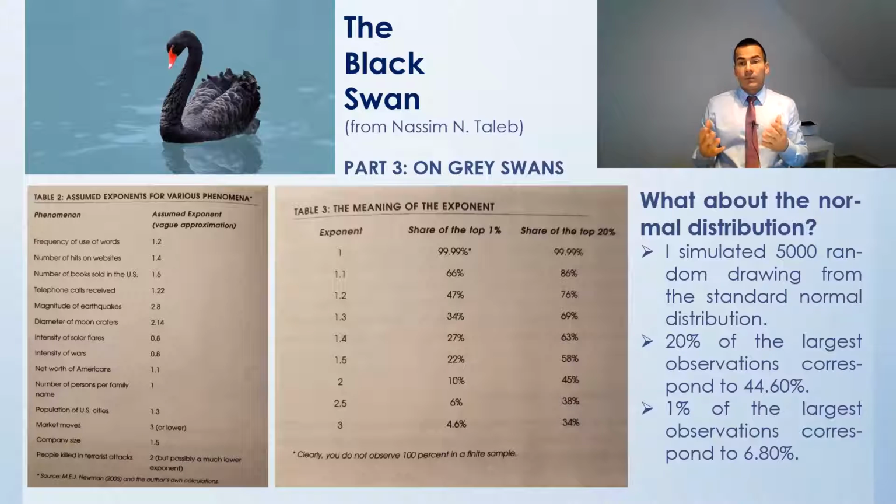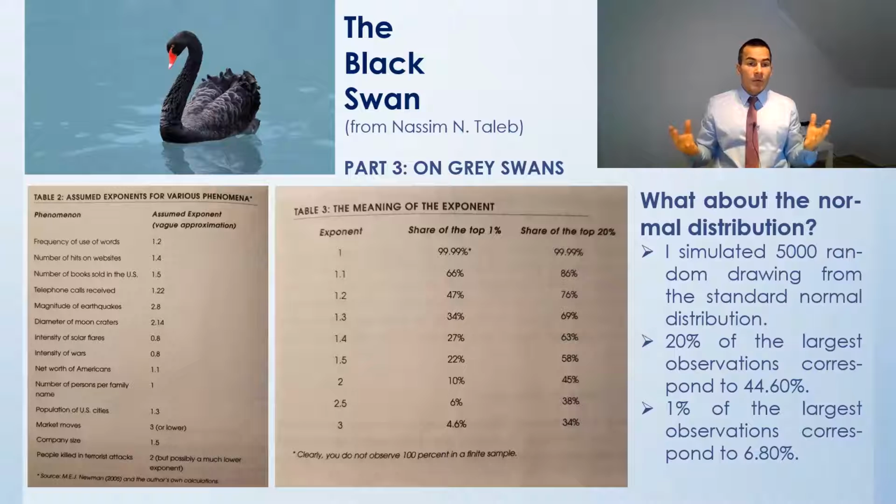And Table 3 basically gives us the implication. So this is basically how power law functions or Pareto distributions are characterized: a small fraction of the largest observations make a huge contribution to the overall cumulative observation amount. So as we see here, the exponent of 1.2, what does that mean? It means that the top 1% of the largest observations make up 47% of the total, and the top 20% of the largest observations make up 76% of the total.